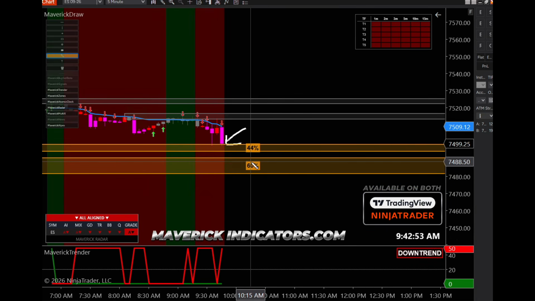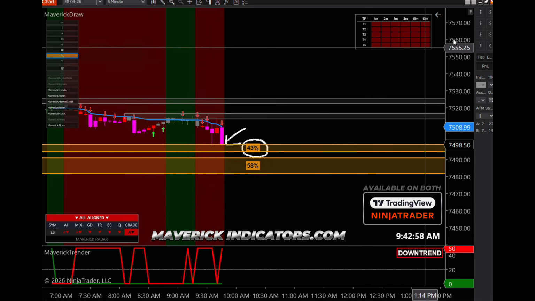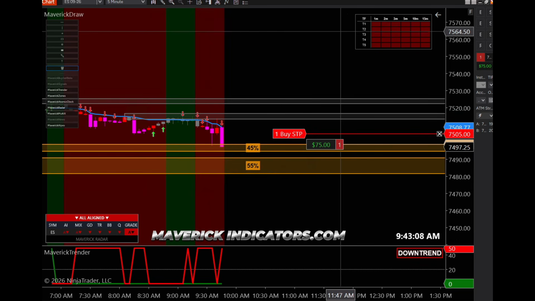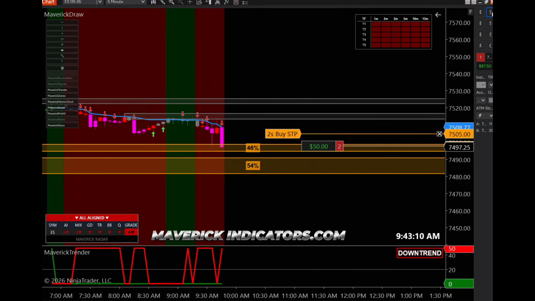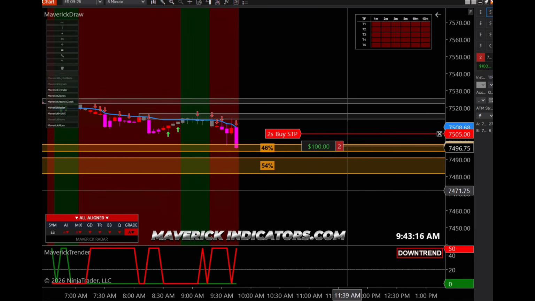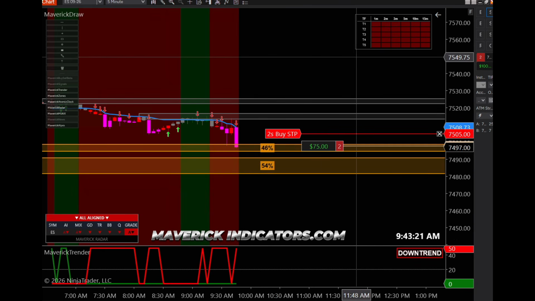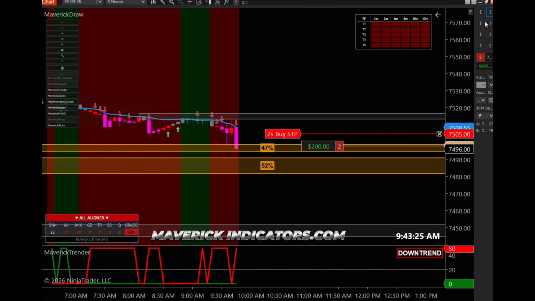I'm looking at this hot pink candle coming down on these weak zones. So let me get in here. I'm going to get into two to start. I may add another contract as we get a little bit further down. And I'll walk you through why we're getting into this trade.